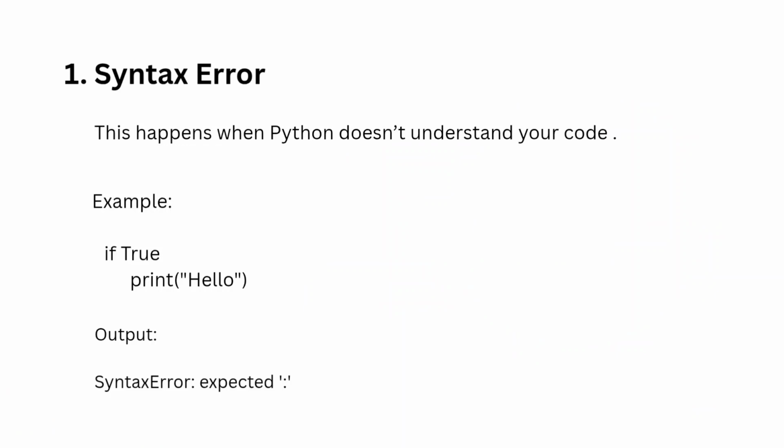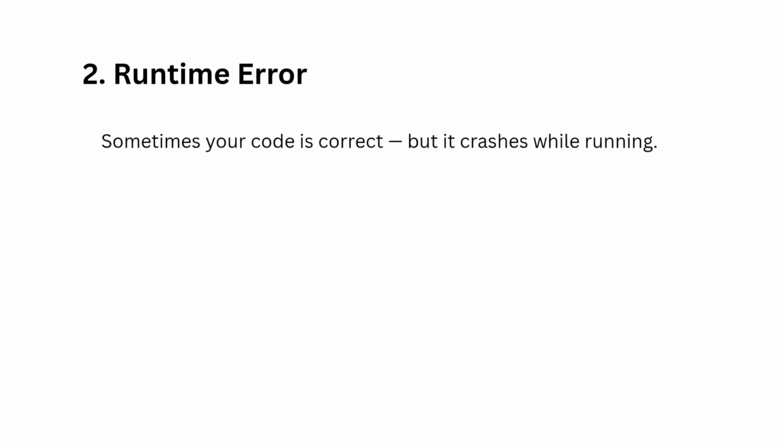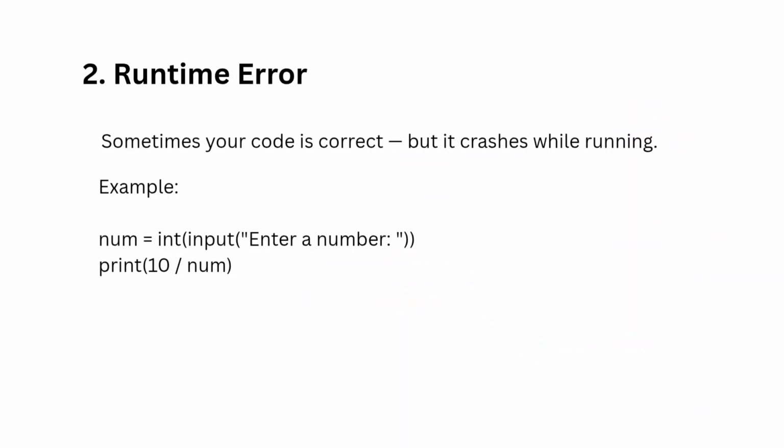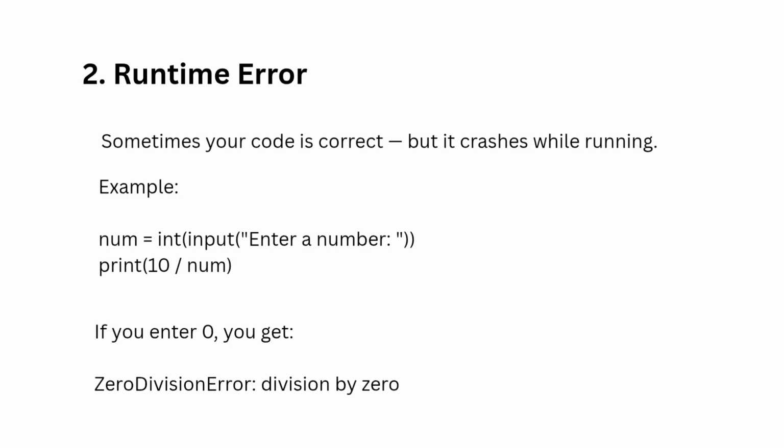And the second one is runtime error. Now sometimes your code is correct but it crashes while running. That's a runtime error, or what we call an exception. Let's see an example where we input a number and print 10 divided by the number. If we enter 0, then we get an error.